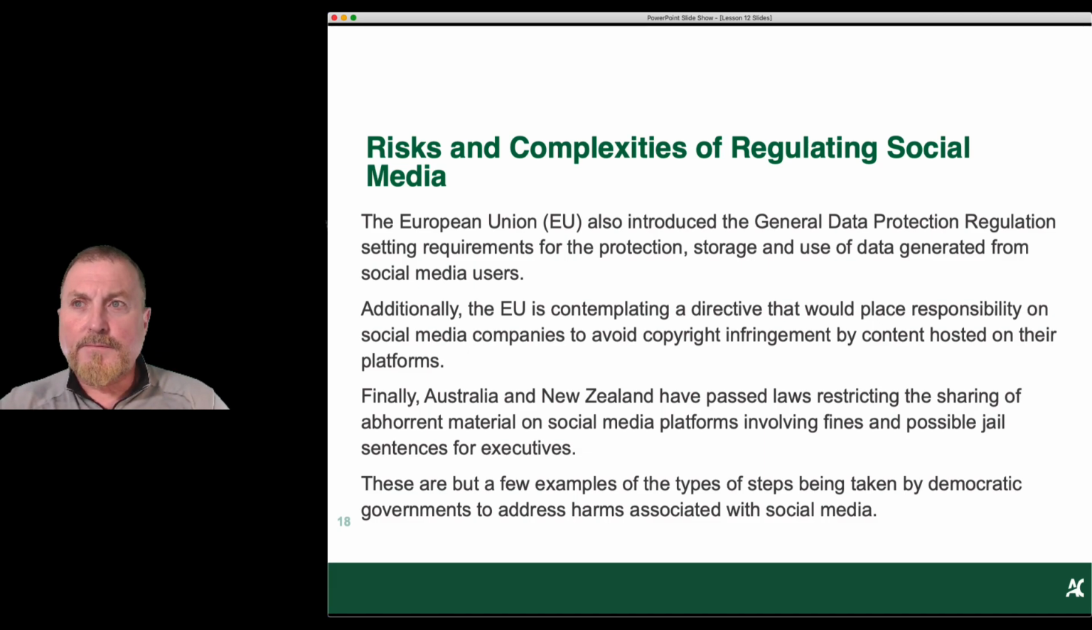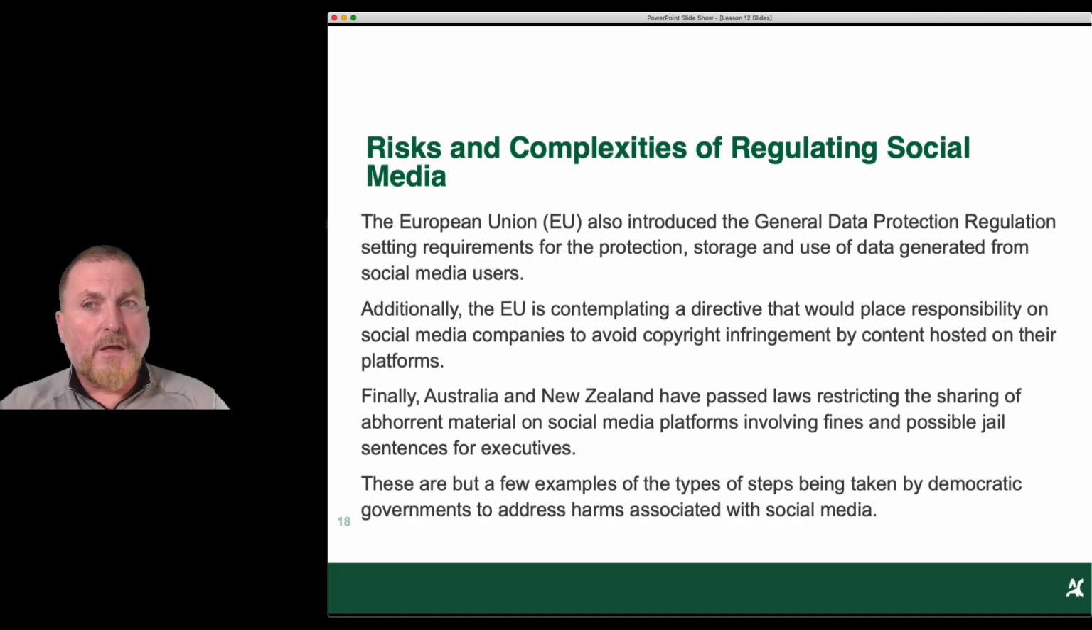Okay. The European Union also introduced the General Data Protection Regulation, setting requirements for the protection, storage, and use of data generated by social media users. This speaks to that big data privacy issue and how they can use big data. Their algorithms can use big data to create more funnels and more silos, right? Whereas the European Union is saying that not only are you profiting off that big data, you're using it to reinforce some of the negatives of social media in terms of the harm it can do to real free speech.